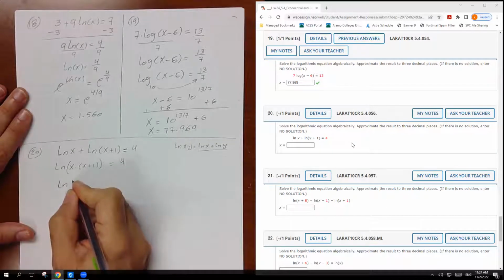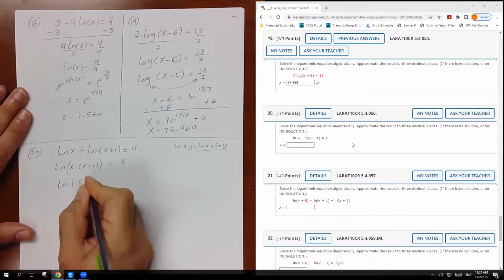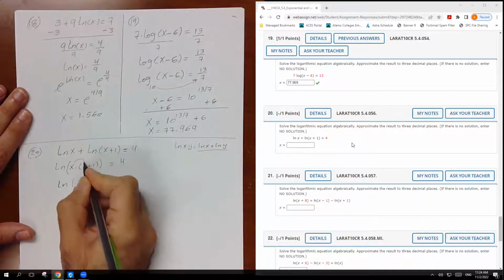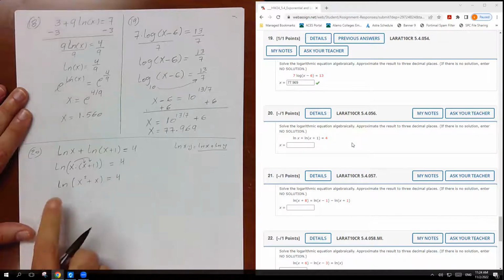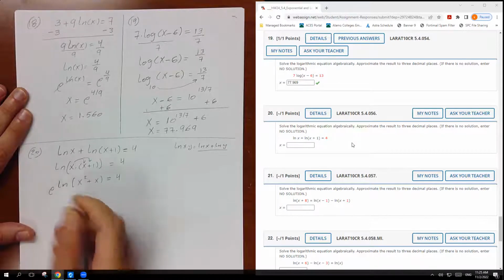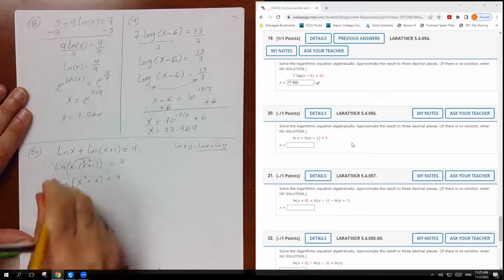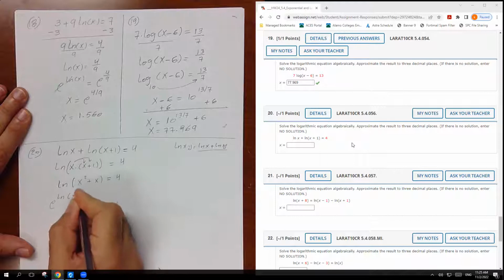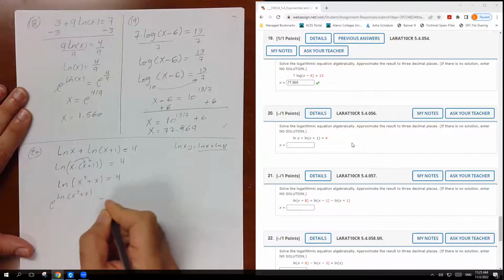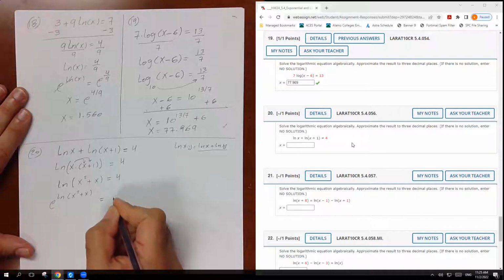So it's going to be ln of x squared plus x, by distributing everything inside, equal to 4. Now I need to cancel the ln here. Again, you have 2 ways to solve this one. You can write down the ln as a log to the base e, or you can just raise both sides to the exponential. That means I'm going to say e to the ln of x squared plus x equal e to the 4.